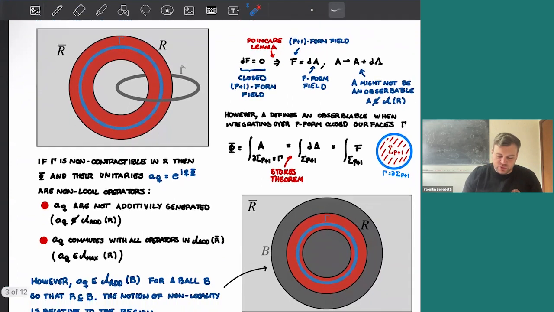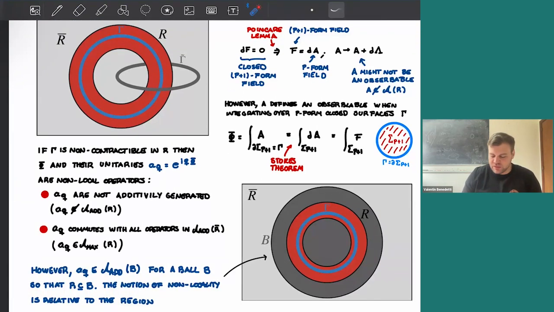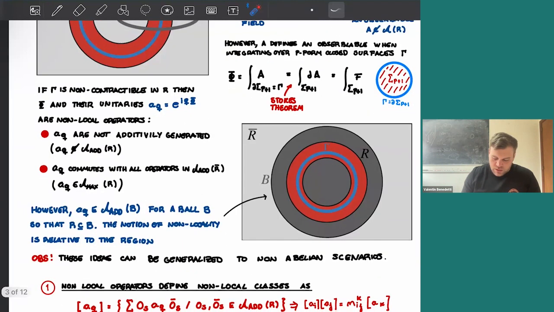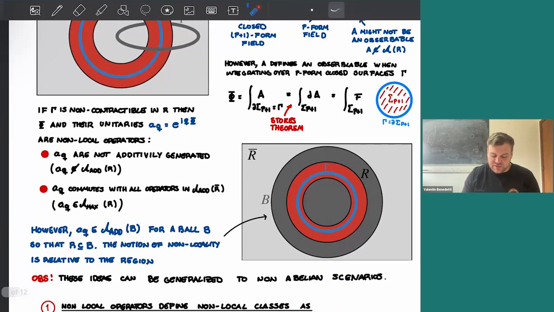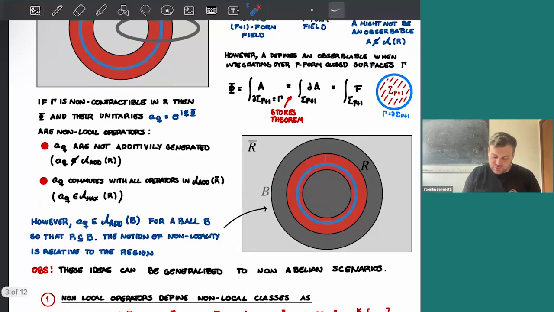An important point to make here is that this notion of non-local operators is region related. For instance, if we take a non-local operator inside the ring, like this one here, it is non-local inside the algebra of the region R. But if we take the algebra of a bigger ball that contains the region R, then that non-local operator is locally generated. That's because we are including in the algebra all these operators that we left out before. This idea can also be generalized to non-abelian cases, but I will leave that out today.